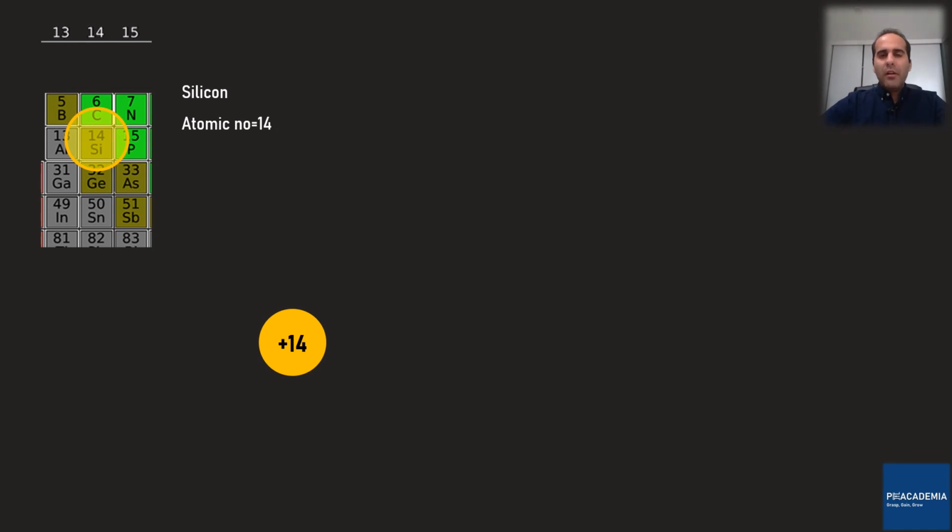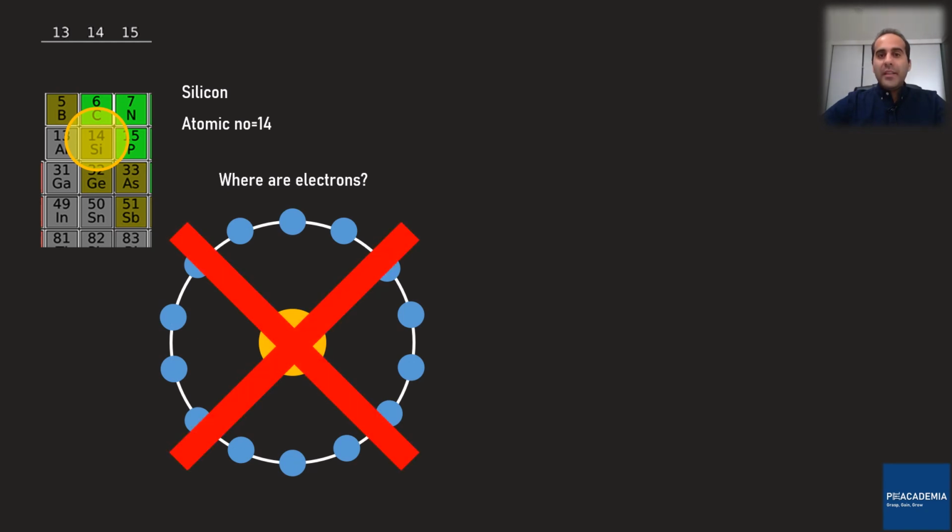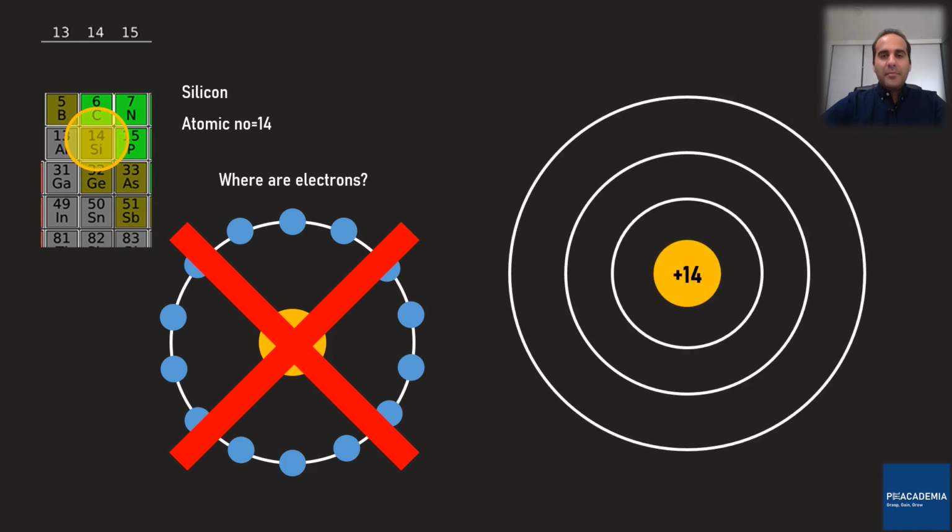But where are they? This is a really interesting question, isn't it? Can I say that I have only one energy level and all the electrons are sitting here? It turns out that this is not correct. So we can conclude that for a more complicated atom, we have more than one energy level, indeed multiple energy levels.